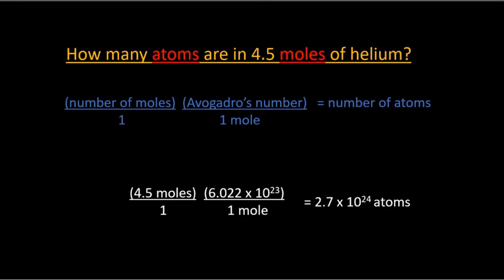Okay, first off, what you learned was how to figure out how many atoms in a mole. Okay, atoms to moles, or moles to atoms, sorry. Okay, so you started out with a certain number of moles. You have this ratio, Avogadro's number per mole, and you ended up with a certain number of atoms.